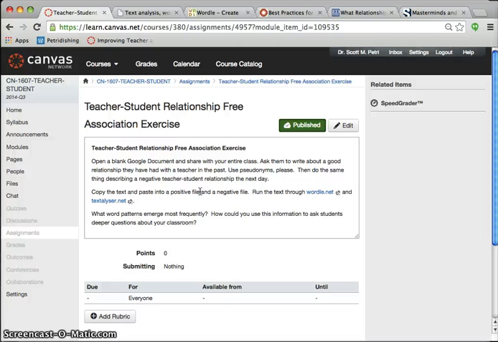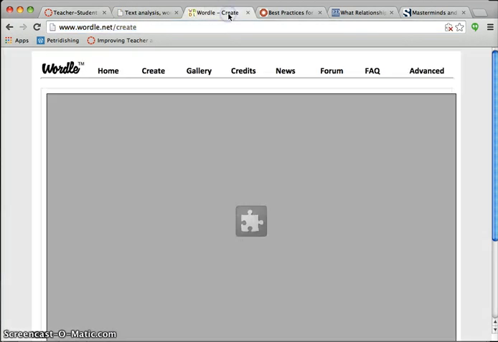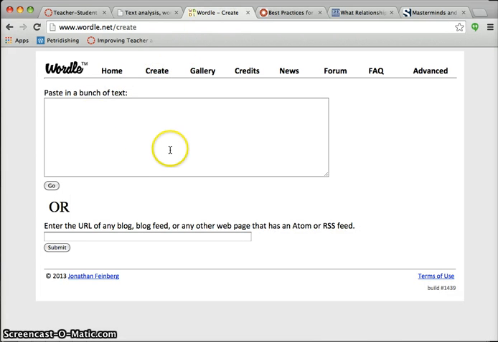I just really wanted you to try this exercise and think about what word patterns emerge the most frequently and how could you use this information to ask students deeper questions about your classroom. There's also, if you don't want to dive into the text analysis, you can go to this Wordle application here and you can click on Create and you can paste the text in there and it will just give you a nice collage of your most frequently used words.